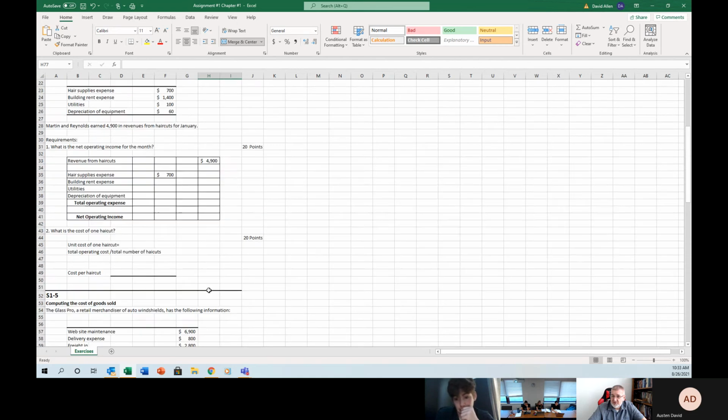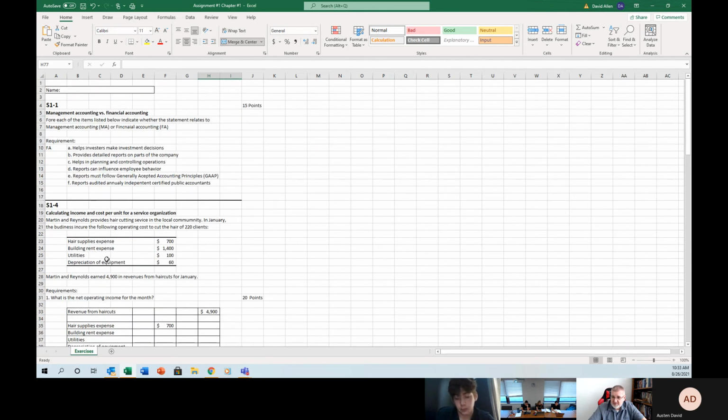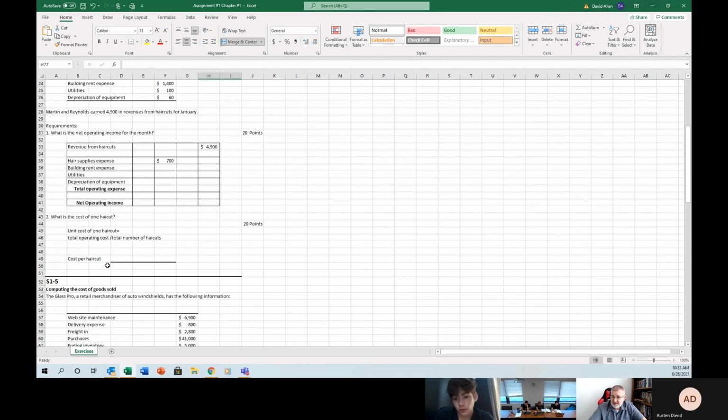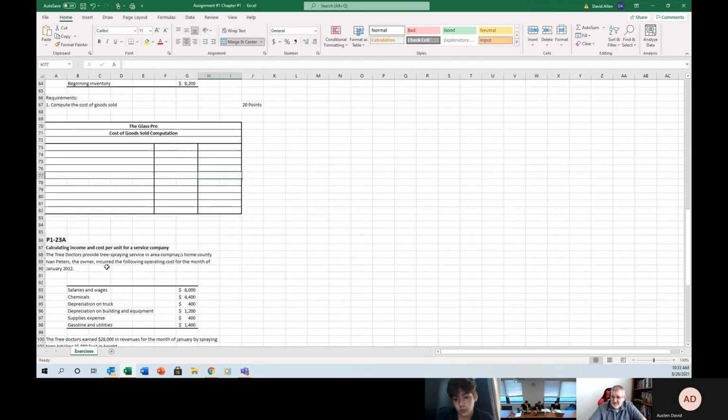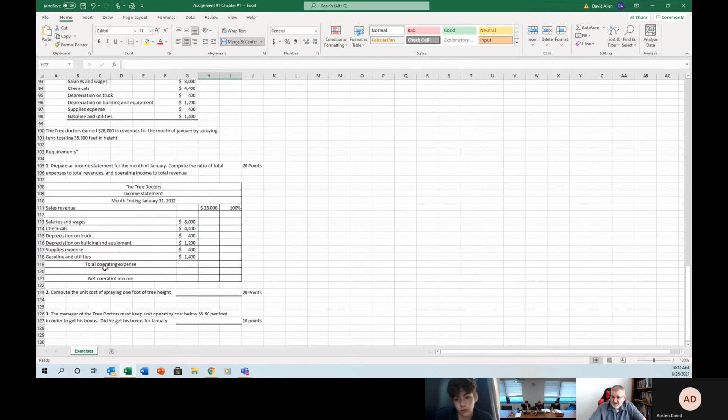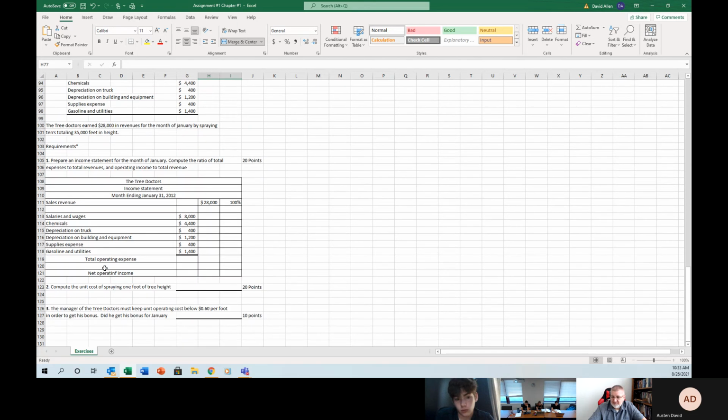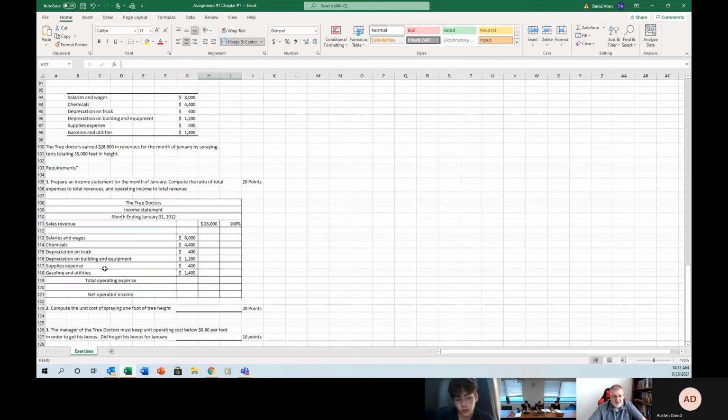So these are your short, small exercises, and what we're building towards is the bigger problem at the bottom. Every homework assignment is going to do that. It's going to give you shorter, small exercises that build towards a bigger problem at the end.